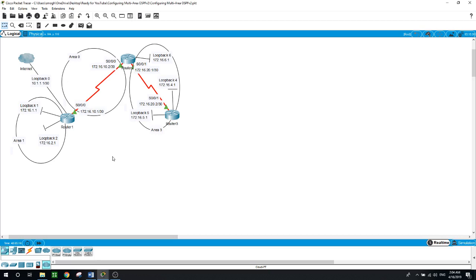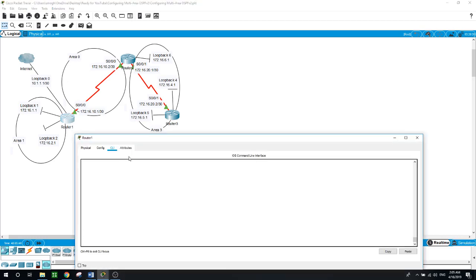In today's lab, I will configure a multi-area OSPF version 2 network. I will configure the device names as shown in the topology, configure the IP addresses on the interfaces, and set the bandwidth on the interfaces to 128 kilobits per second. As I said, I configured the interfaces already, and now on the routers, I will configure the bandwidth on the interfaces to 128 kilobits per second.